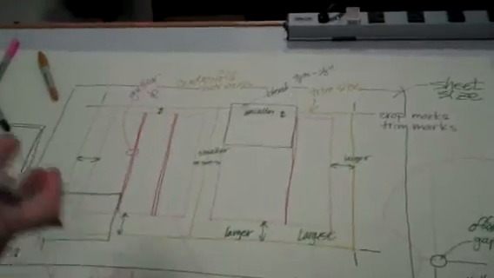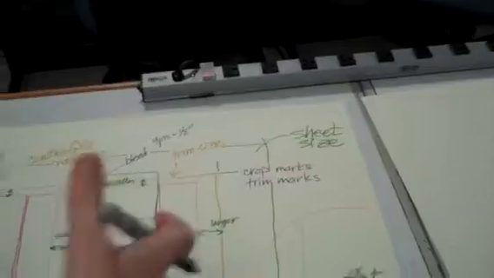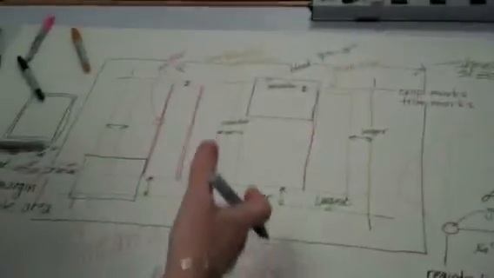Sheet-fed printing is printing where the paper goes in already cut down into some sort of sheet size. Okay? That's called sheet-fed.